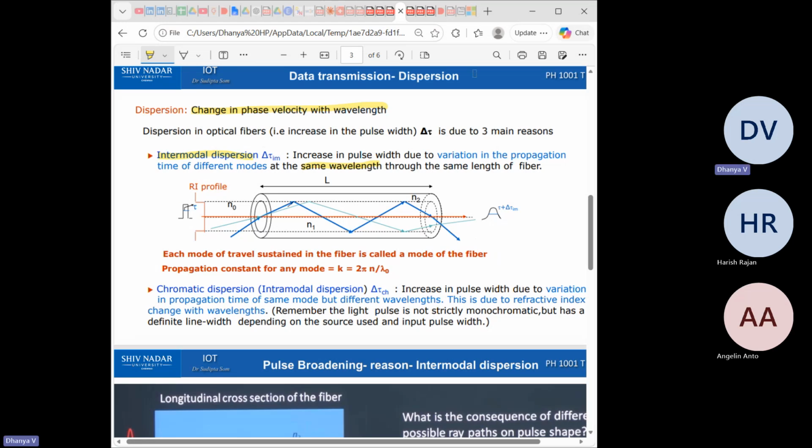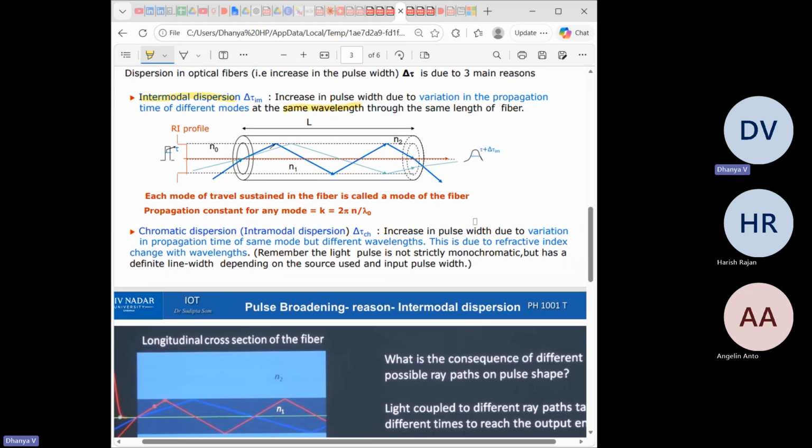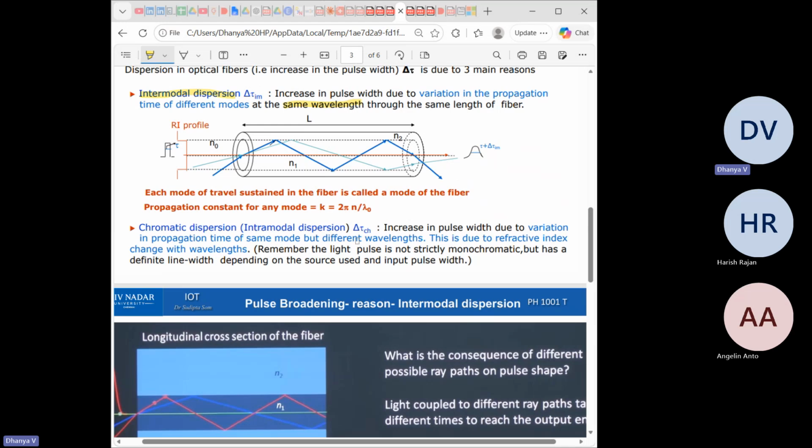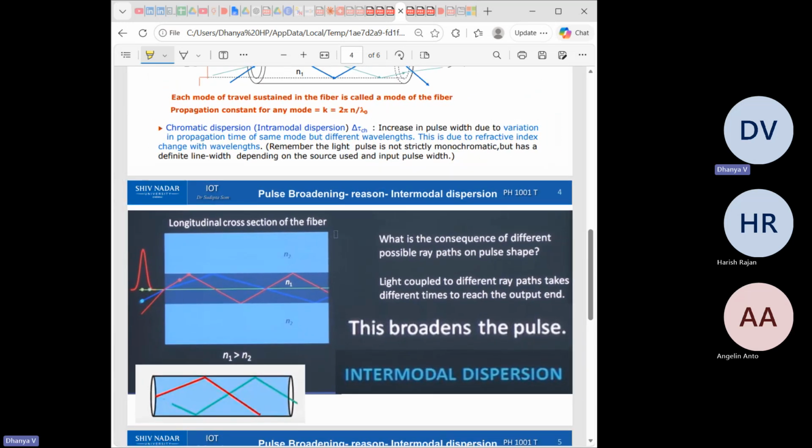Okay. So the dispersion in optical fibers, there are three reasons why it happens. There's intermodal dispersion, then there's chromatic dispersion. Increase in pulse width due to the variation in propagation time of the same mode, but different wavelengths. The mode is the same, but there are different wavelengths. In intermodal it's the same wavelength but different modes. Here is just the opposite. This is due to the refractive index change with wavelength. So if you see one mode with different wavelengths, due to the refractive index change with wavelength, you find chromatic dispersion.